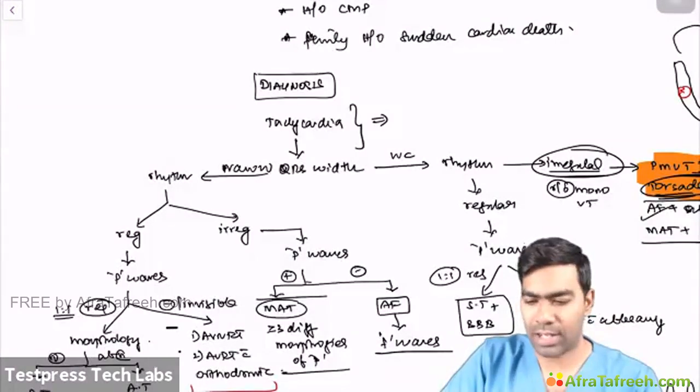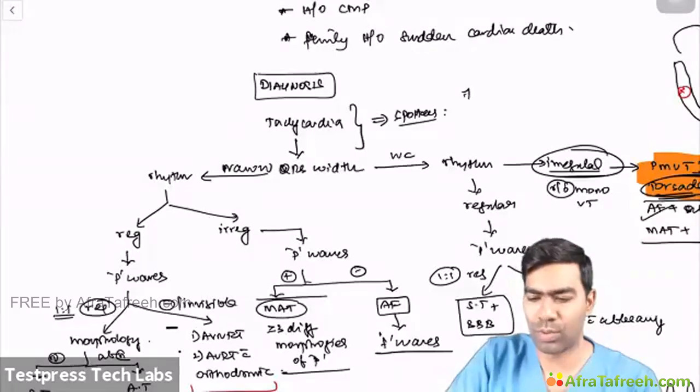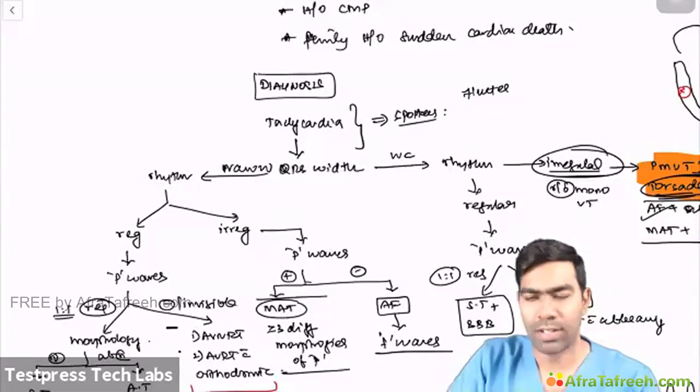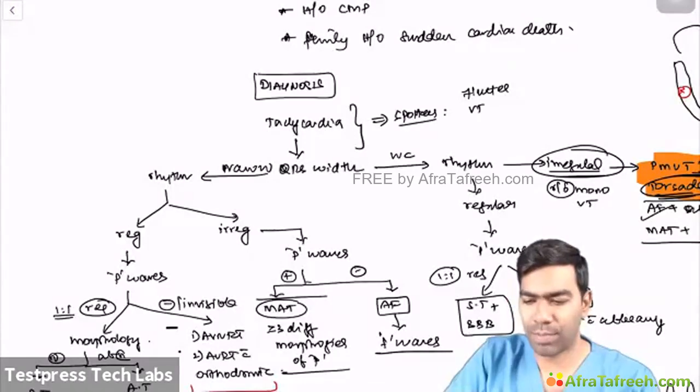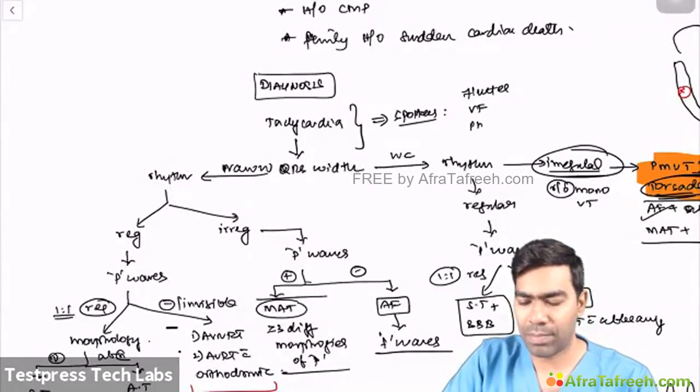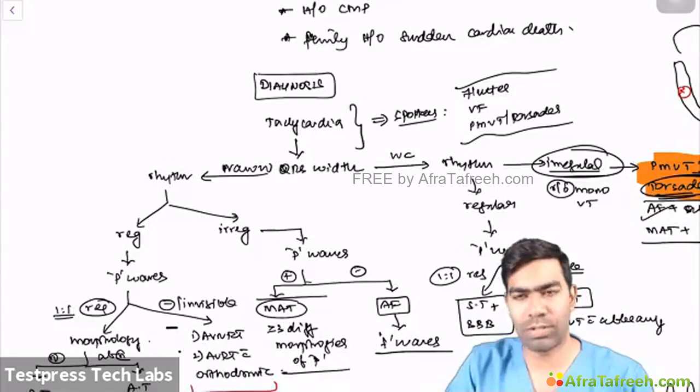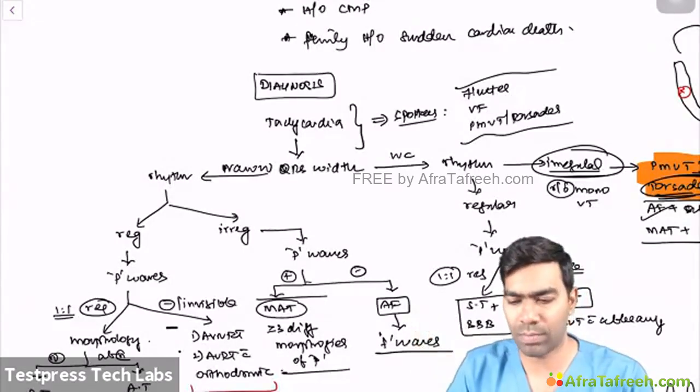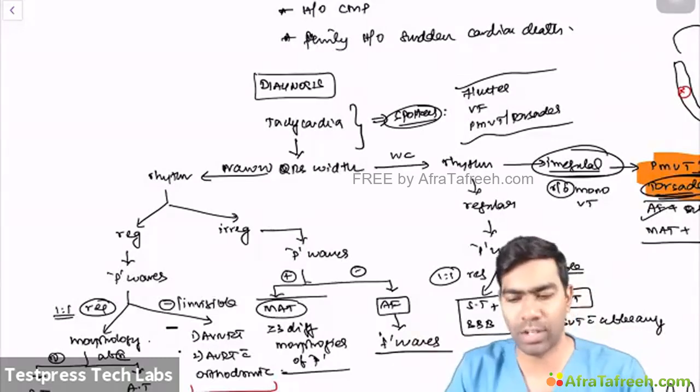Remember the fact that there are certain spotters in the tachycardia algorithm. So what are the spotters? You have the atrial flutter, then you have the ventricular fibrillation, we have the PMVT and torsades. So these are some things which are basically spotters. You don't really need to bury and dig into the algorithm. It's just spotters. Just by looking at it, you can find out.